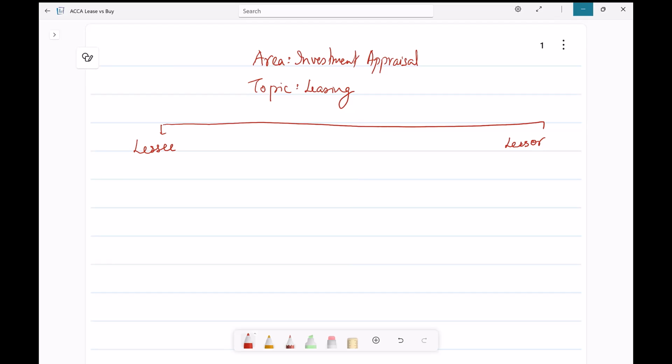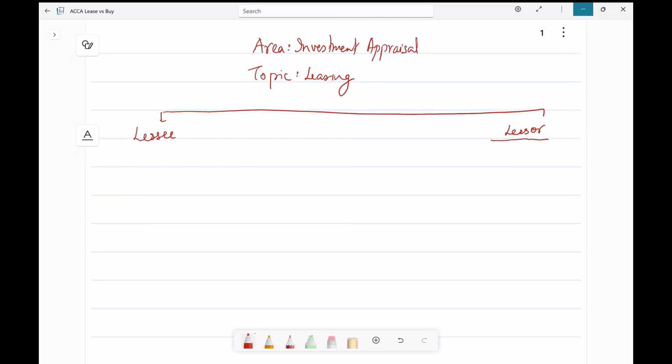The lessor is the person who does the business of leasing. He buys the asset, he maintains the asset, he gets rent. So, what are all the cash flows that are going to be relevant as far as the lessor is concerned? The lessor is going to buy the asset, so there's going to be a negative capital cost. Since he owns the asset, when the asset is sold, he is going to receive the scrap value or the disposal value.